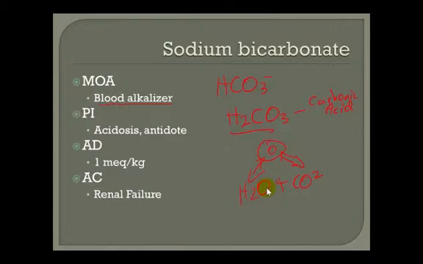A 100 kilogram patient would take 2 amps. They are 50 milliequivalents per amp. And then the absolute contraindication on this is going to be renal failure. If you think that your patient, however, is in an acidic state, even if they're in renal failure, they're going to need dialysis at some point. So the point of this is you may utilize the sodium bicarbonate and then worry about the post effects later on.